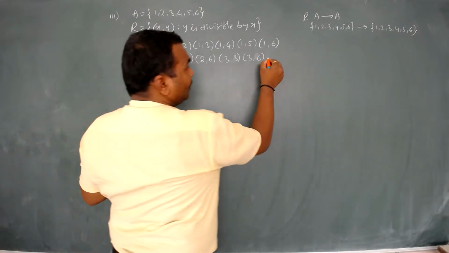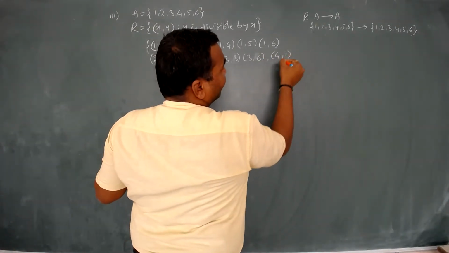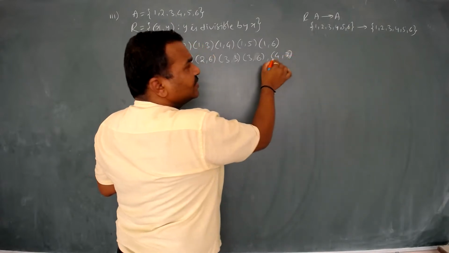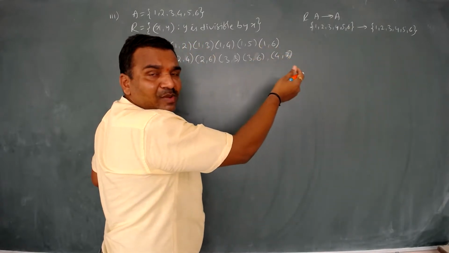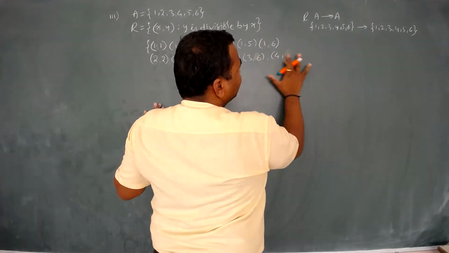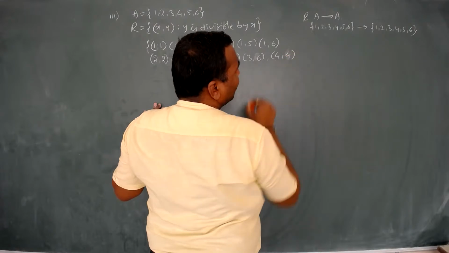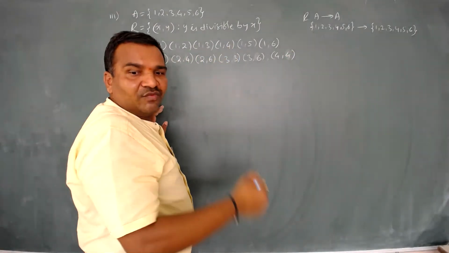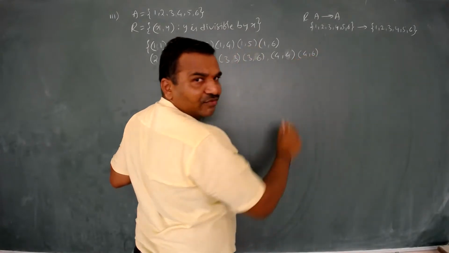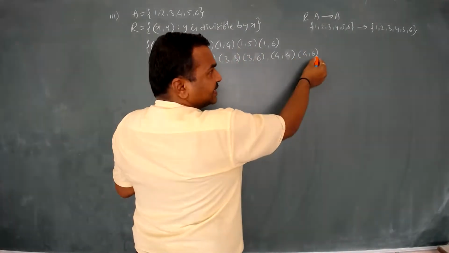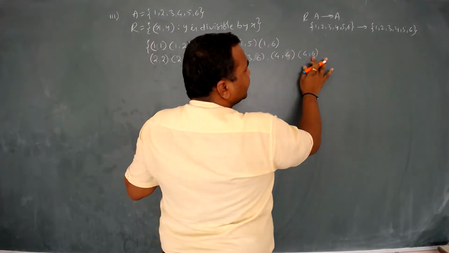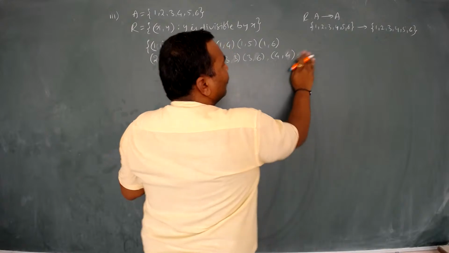Next, go for the 4 combination. (4,1). 1 is divisible by 4. Wrong. (4,2). 2 is divisible by 4. Wrong. 4 is divisible by 2, but 2 is not divisible by 4. So (4,2) is also not possible. (4,3) also not possible. (4,4) possible. Next, (4,6). 6 is divisible by 4. It is not possible now. 6 cannot be written as 4 times something. So 6 is divisible by 4 is wrong. So the 4 combination is over.